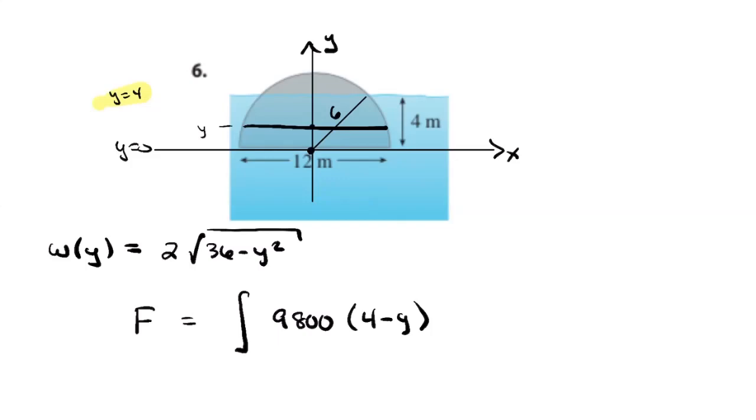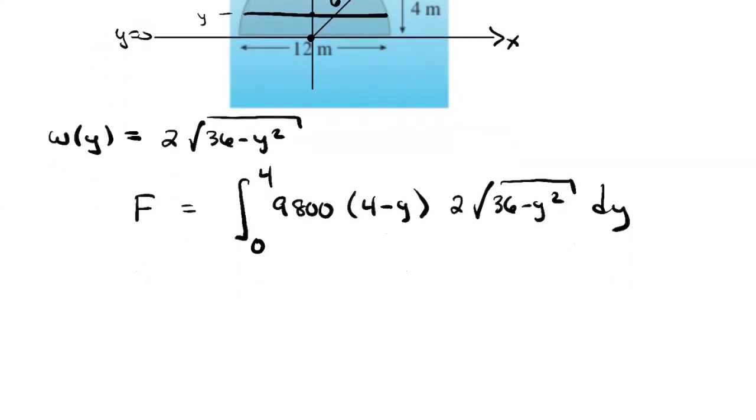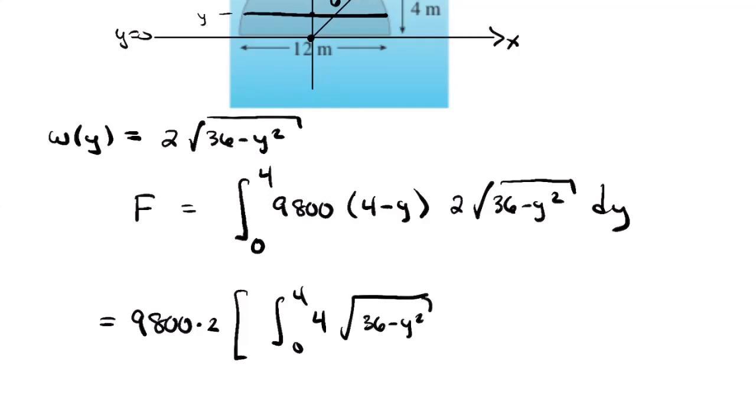What's the area? The area is the width, dy. What are the limits of integration? Lowest point on the surface is at y equals 0. Highest point on the surface is y equals 4. Okay, so proceeding exactly like we did above, I'm going to write the 9,800 times 2 out front, and I'm going to split this integral. It's going to be the integral from 0 to 4 of 4 times the square root of 36 minus y squared dy, take away the integral from 0 to 4 of y times the square root of 36 minus y squared.